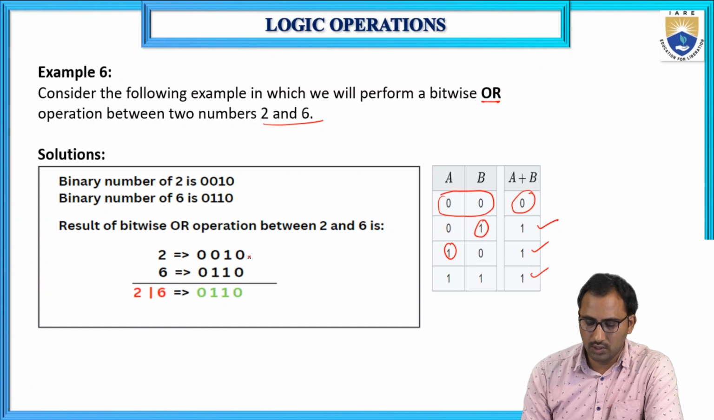So this is the binary equivalent of 2 and this is the binary equivalent of decimal 6. So 0 plus 0 gives 0. 1 plus 1 gives 1. 0 plus 1 gives 1. 0 plus 0 gives 0. So this is the OR equivalent, the result after performing the OR operation.